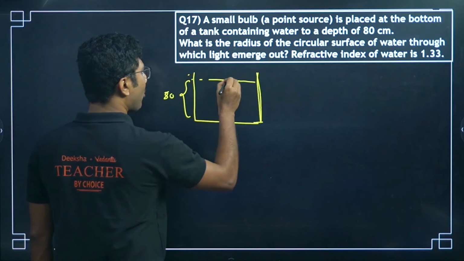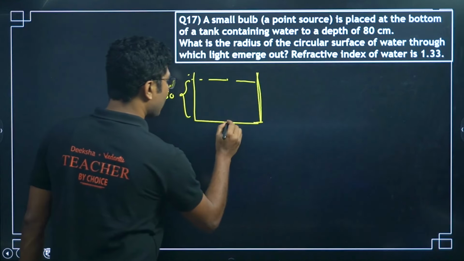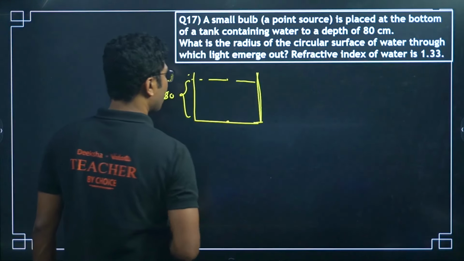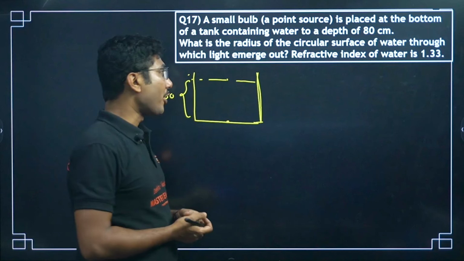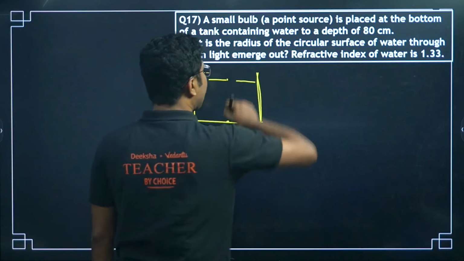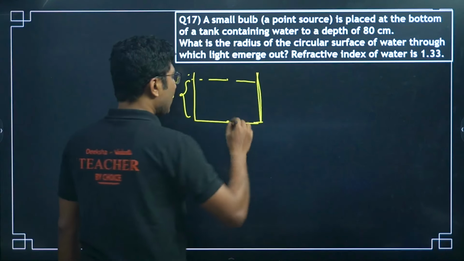You have kept a point source at the bottom of the tank. Now, what will happen? You have to understand that. Here we have the point source from where light will go in the upward direction. Now, what is happening here?